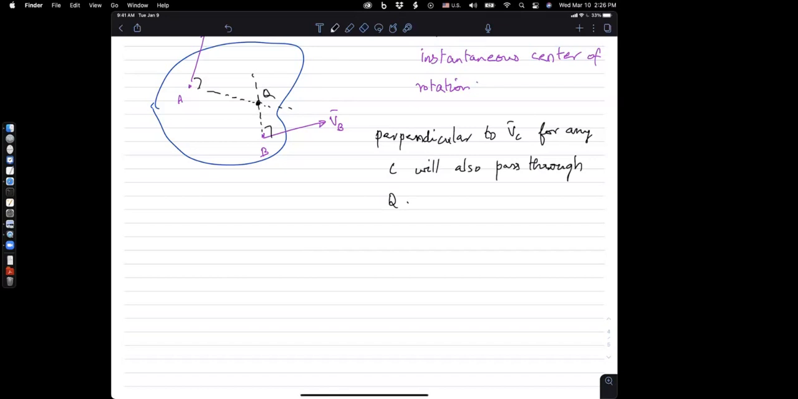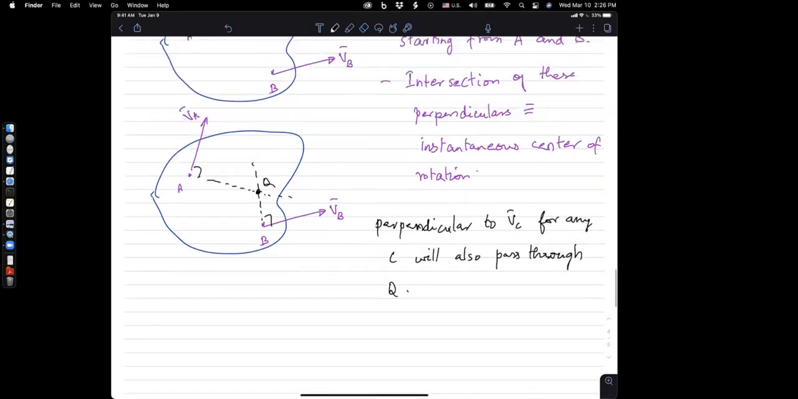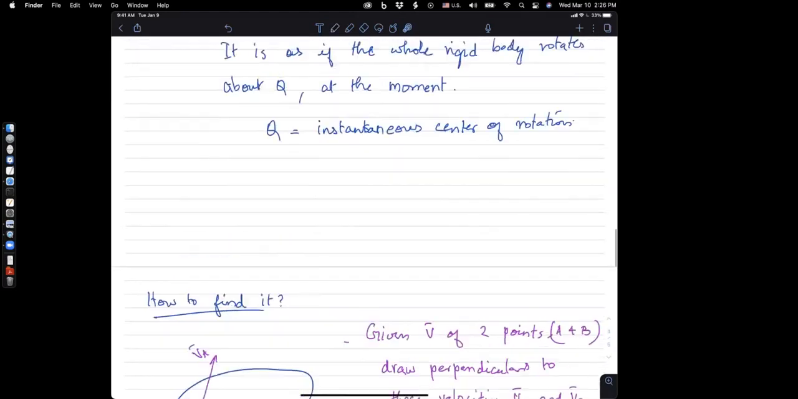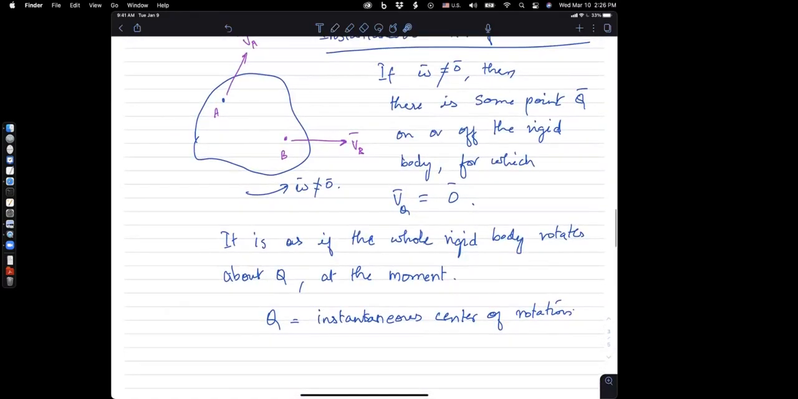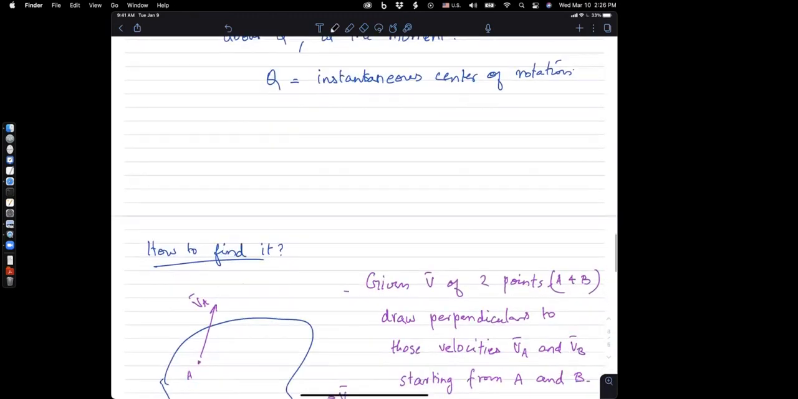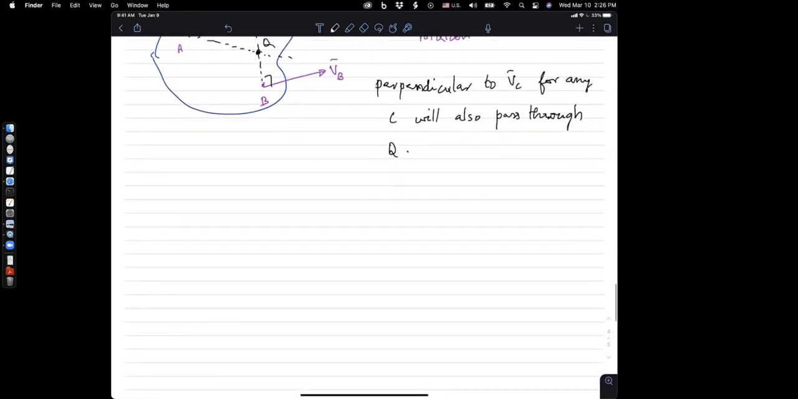And Q can be off the body. That's right. So this is sort of where we started from. There is some point Q, which could be on the body or it could actually be off the body. So I guess that's that. The instantaneous center of rotation can be outside the body.